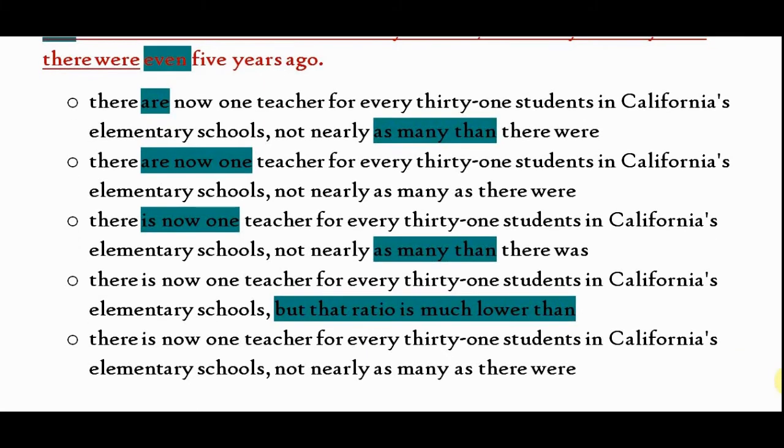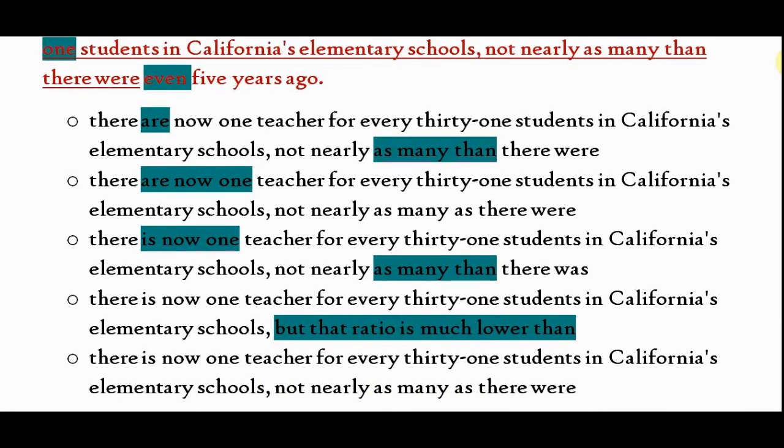E becomes best option. Take a short look. There is now one teacher for every 31 students in California's elementary schools, not nearly as many as there were 5 years ago. So option E is the best option.